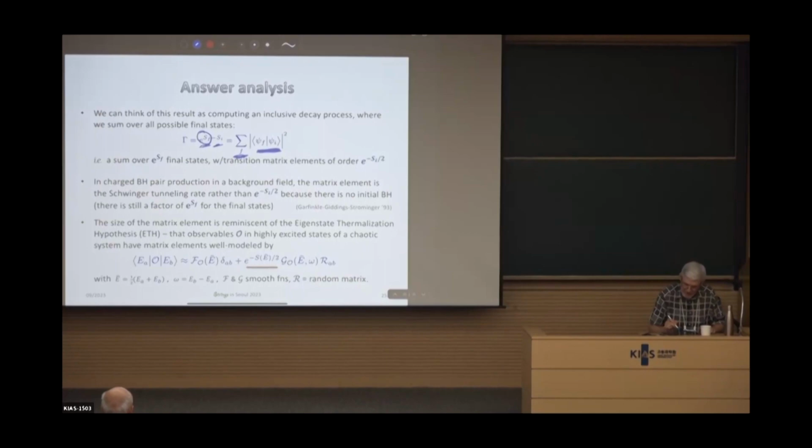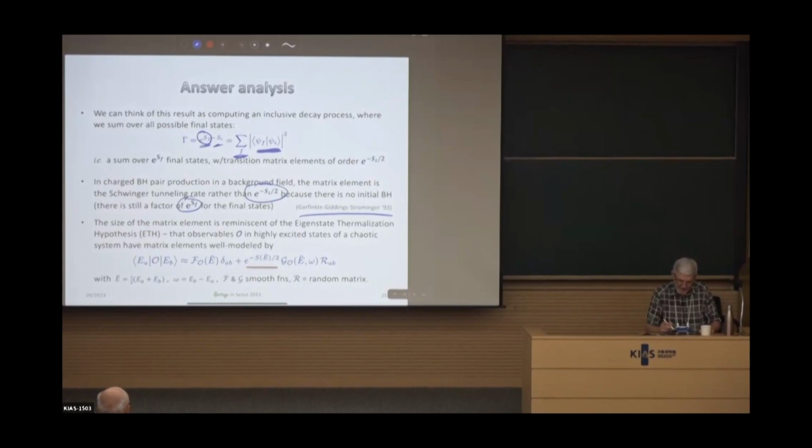And one of the justifications for that is that if you consider other processes involving black holes, like say charged black hole pair production in a background field, there's a final state black hole, but there's no initial state black hole, right? The initial state's the vacuum, with some electric field. And so for the pair creation process, the matrix element is now the Schwinger pair production rate of the black holes instead of some kind of e to the minus S_I factor for the initial state, because there are no black holes in the initial state. And so this was calculated by Garfinkle et al. in the early 90s, and they found indeed that there was a factor of e to the S_F, but since there's no initial black hole, there's no e to the S_I.